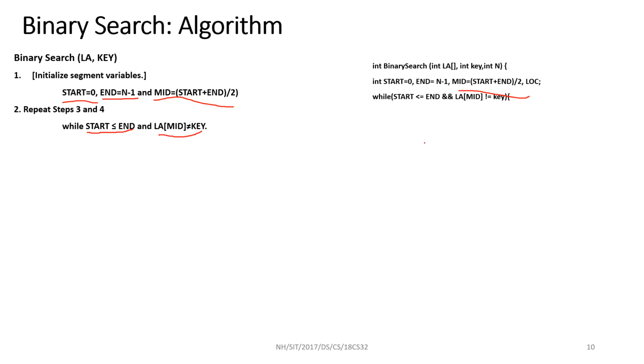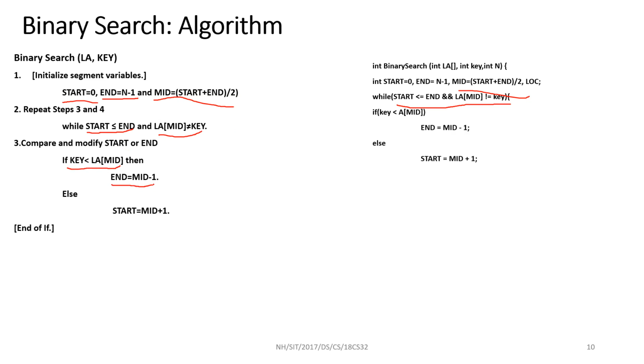So you can use a while loop. While start is less than or equal to end, and the mid element is not matching the key, then you have to compare. The key is compared with the mid value. If lesser, change the higher index. If bigger, change the lower index.